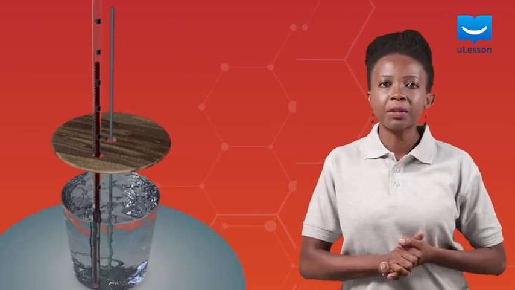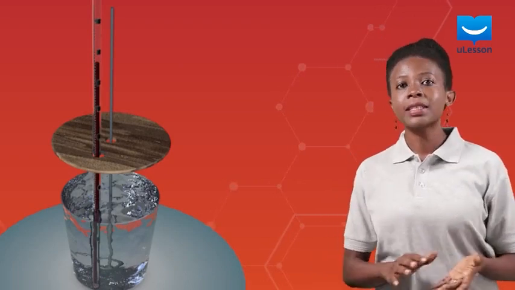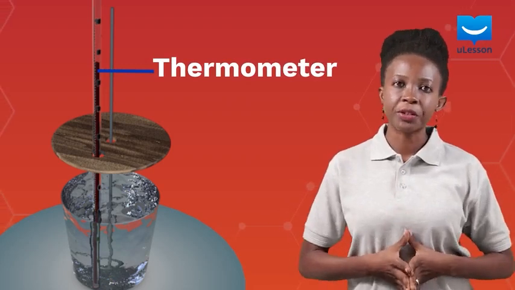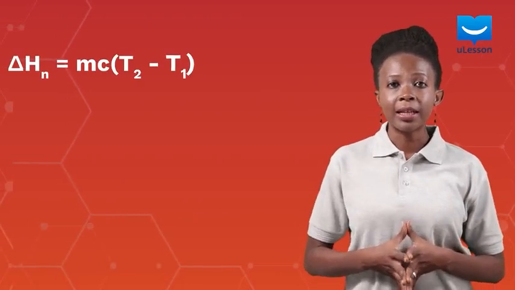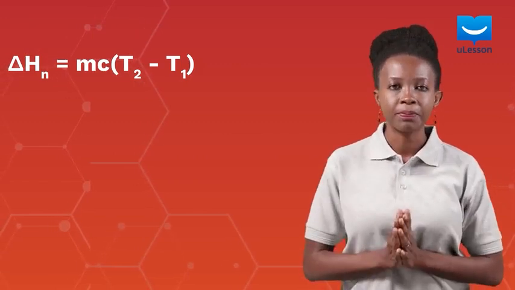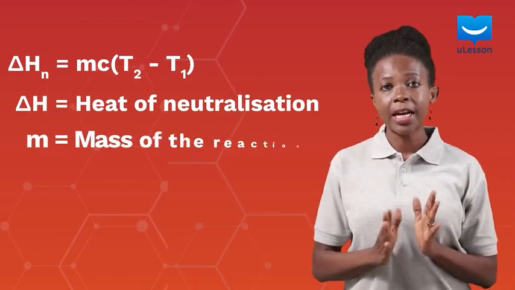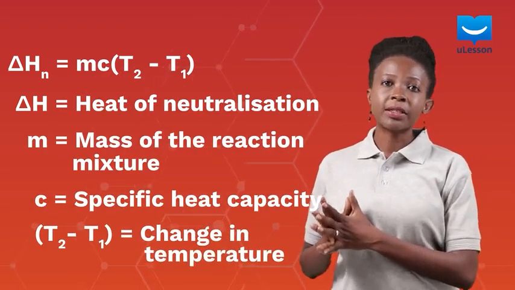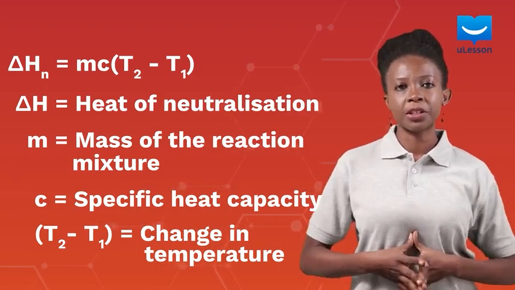The basic principle here is that the heat generated during the neutralization reaction in the calorimeter causes a change in temperature, which can be measured by inserting a thermometer in the reaction mixture. The heat of neutralization can then be calculated using the formula ΔH_N = mc(T2 − T1). Here, ΔH is the heat of neutralization, m is the mass of the reaction mixture, c is the specific heat capacity of the reaction mixture, and T2 − T1 represents the change in temperature which occurred during the neutralization reaction.